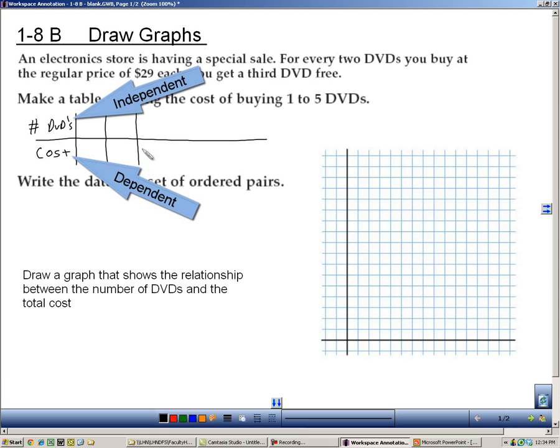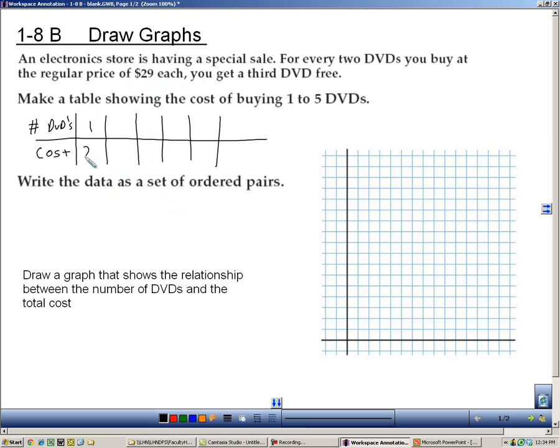Now we want to do 1 to 5. So for 1 DVD it's going to be $29. Then the cost of buying 2 DVDs, again that's another $29, so $58. But now I get the third one for free. So the third DVD is going to be $58 because I don't pay any extra for that. The fourth DVD will be $87, and then the fifth one, if I add another 29, will be $116. If you want to take a calculator and verify that, you can. So that's a table of values, independent on the top, dependent on the bottom.